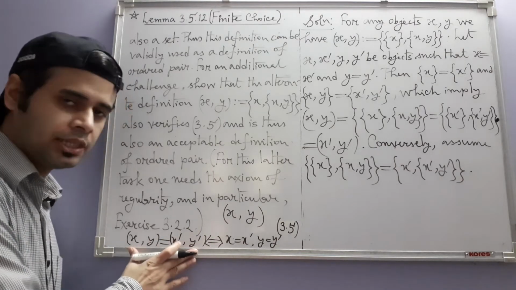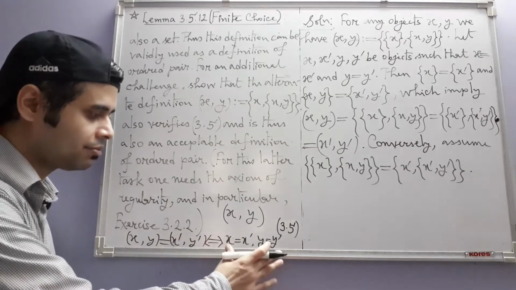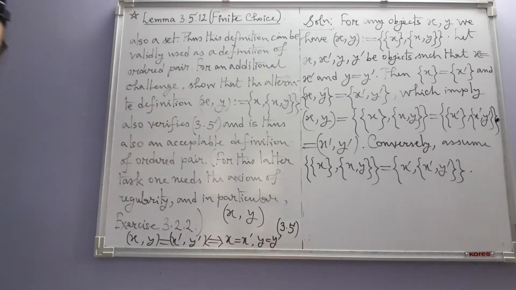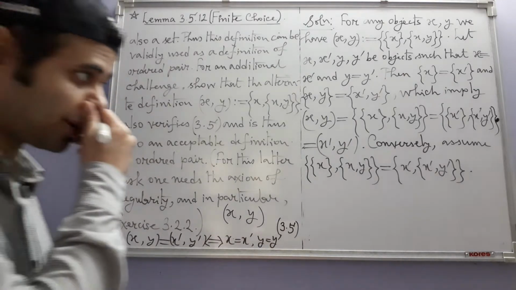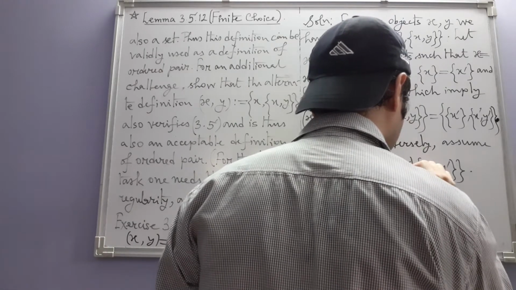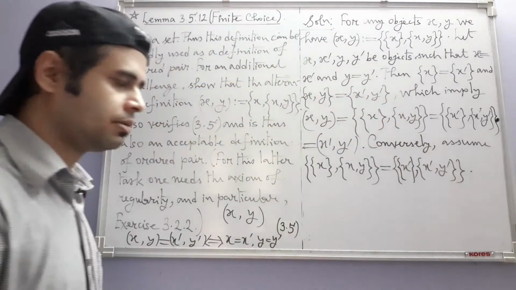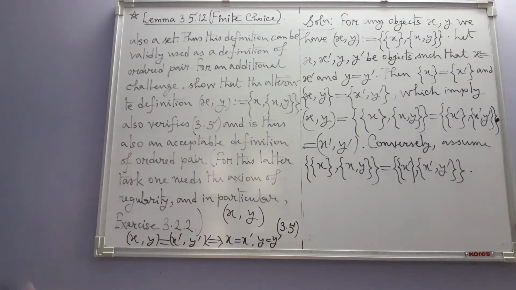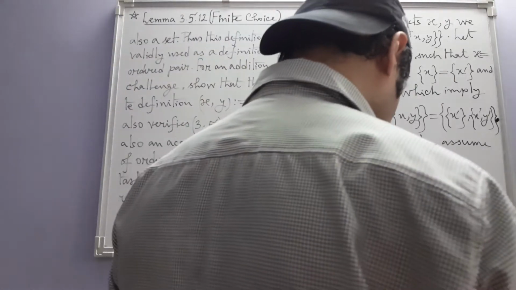So we have assumed this basically. We now have to prove x is equal to x prime and y is equal to y prime. Oh, sorry, I have to be very careful about writing these things. Their meaning changes completely if I forget something.